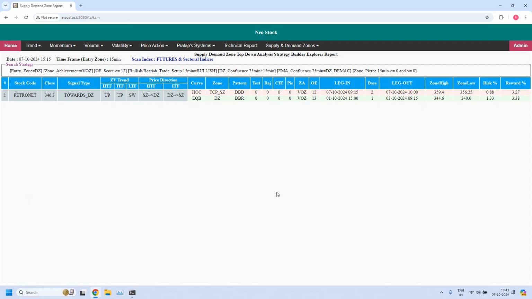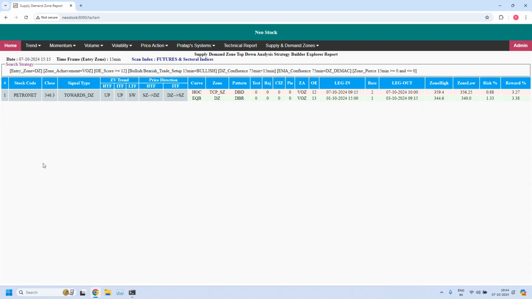Sorry, not demand zone, supply zone. Earlier if I said, oh, sorry. This is a 15 minute. Yeah, it is demand zone confluence, not supply zone. Sorry for my mistake. It is demand zone confluence. This is bullish trade setup.